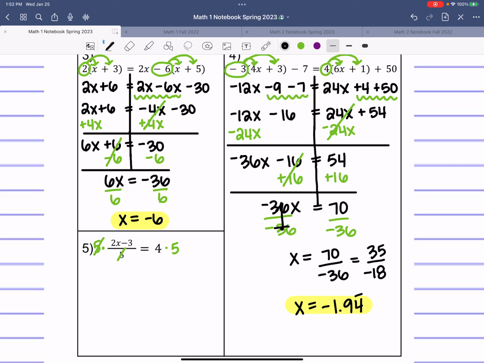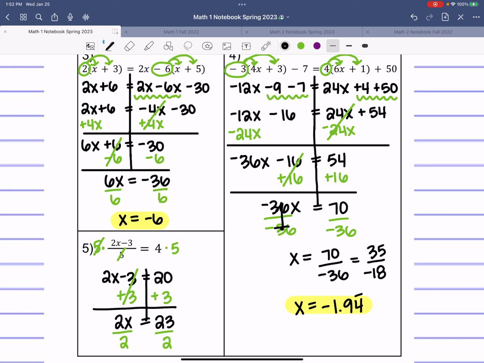So we have 2x minus 3 equals 20. Now we can complete this by adding 3 to get it away from that variable. So that would be, let's see, that would be 0. So 2x equals 23. And then divide by 2.